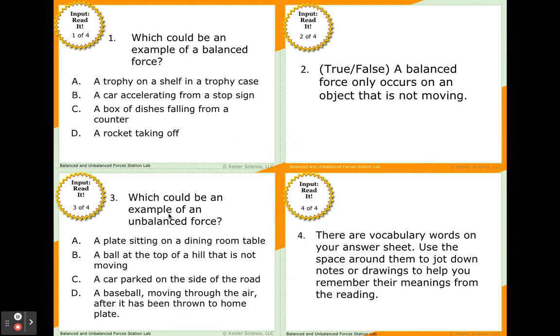Which could be an example of an unbalanced force? A, a plate sitting on a dining room table. B, a ball at the top of a hill that is not moving. C, a car parked on the side of the road. D, a baseball moving through the air after it was thrown to home plate.